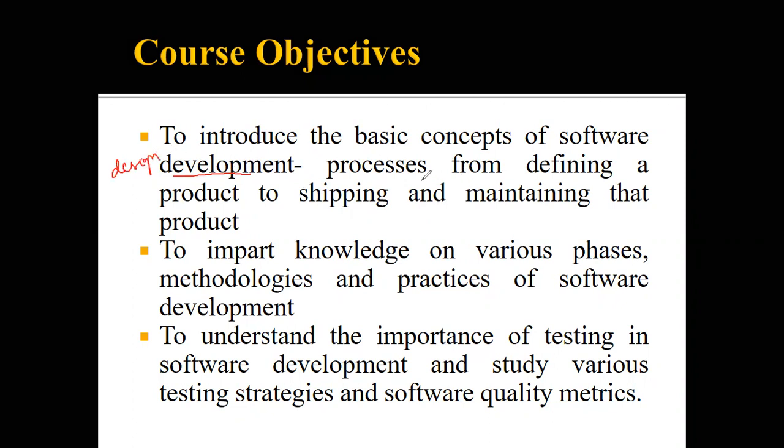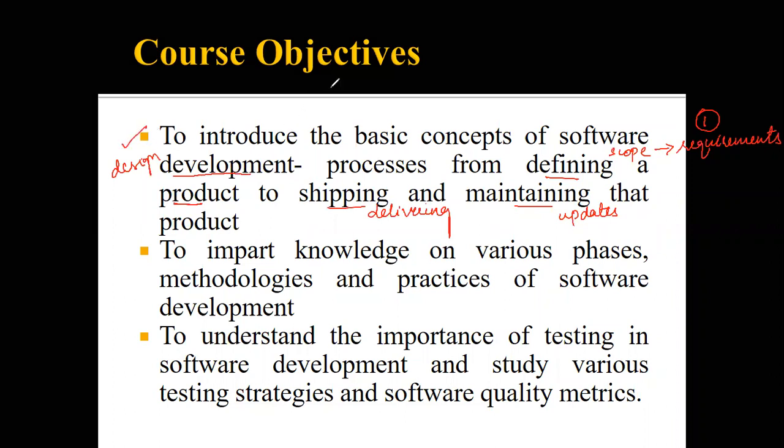You're going to identify the process for defining a product. Product means whatever you're developing. How you're going to define a product, that is, what is the scope of the project. You're going to define that. The scope of the project starts from gathering the different requirements, that is, what the customer wants within the software. From this first step, collecting the requirements, to shipping. Shipping is delivering the product, and maintaining the product. Maintaining means providing updates to the software. So we'll get to know the basic concept of software development, the first objective.